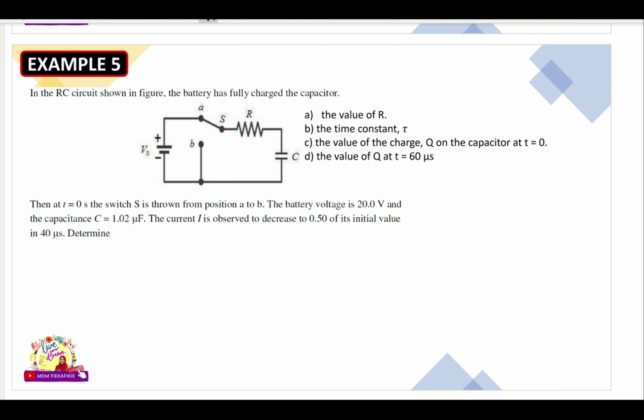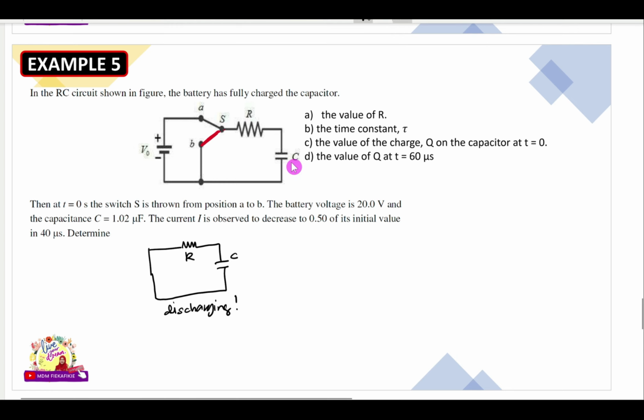Maknanya switch ni tadi mula-mula dekat A, lepas tu kita akan pasang dekat B. Bila kita pasang dekat B, maknanya ini dia akan cancel lah. Jadi circuit dia akan jadi macam inilah. Itu clue di mana nak menunjukkan this is discharging process. We remove the battery.